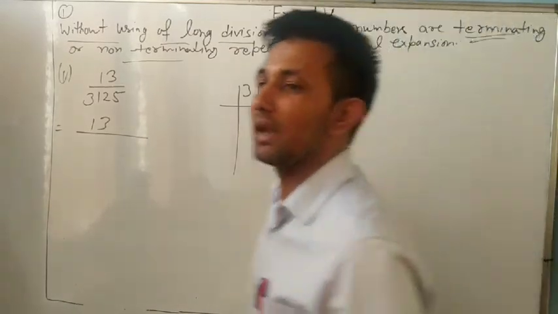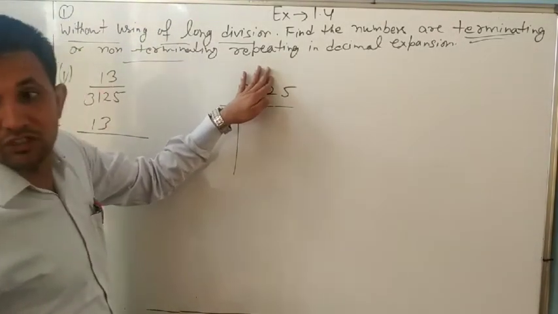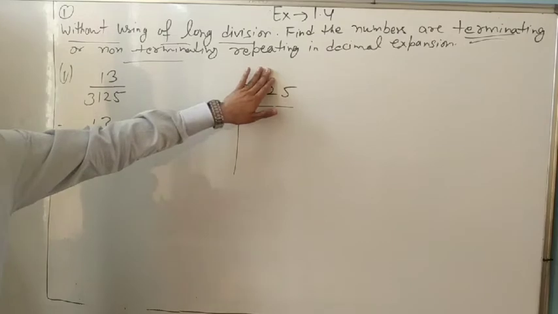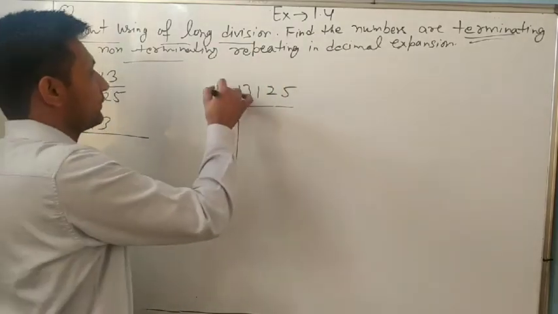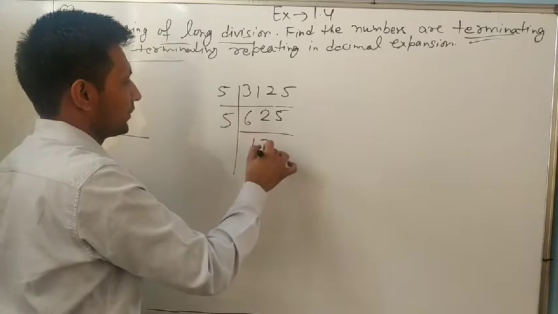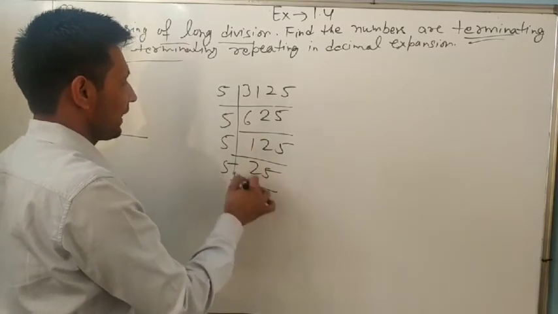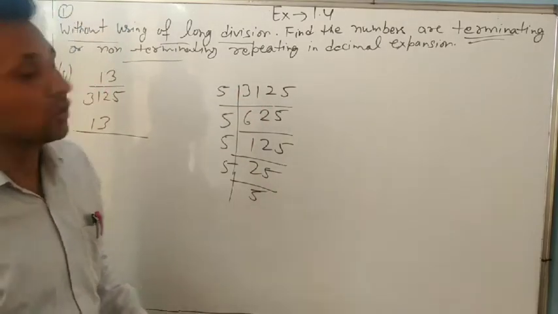Next prime number, 5. Yes. If the unit digit is 0 or 5, then the number is also divisible by 5. So 5, 6 comes. Again 5, this one, 5, 25. 5, 5. Okay. So what does it become?